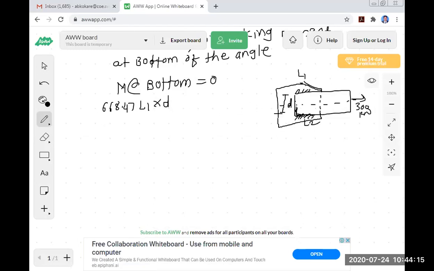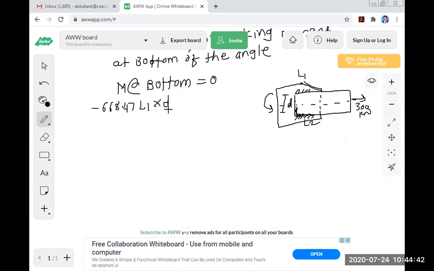But is this clockwise or anti-clockwise? L1 is clockwise or anti-clockwise? Anti-clockwise. So here we have to give the minus sign. Are you getting? We are taking moment at L2, and L1 comes from this side.